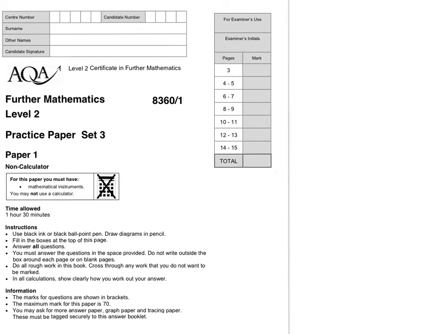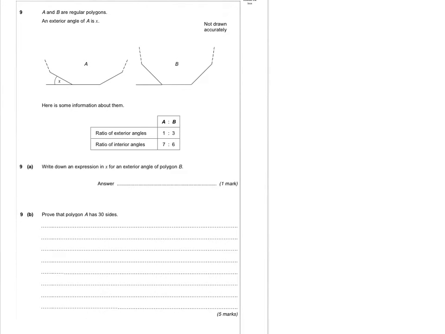Practice paper set 3, paper 1, questions 9 onwards.